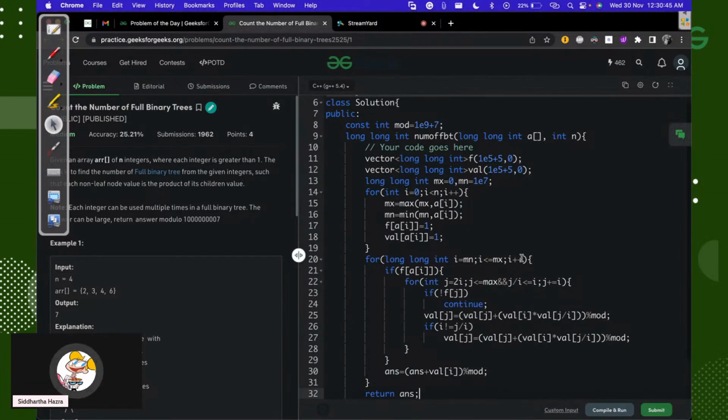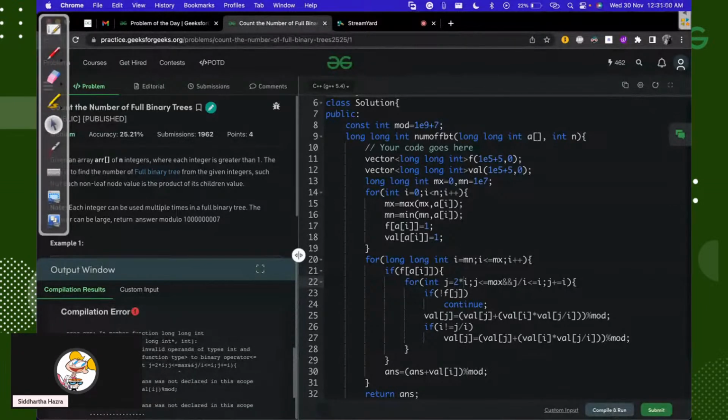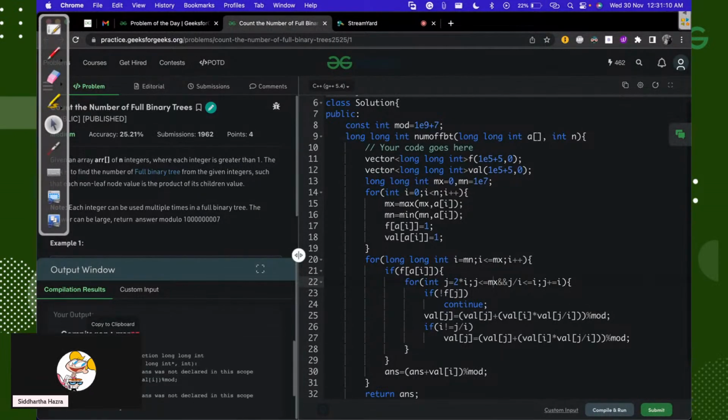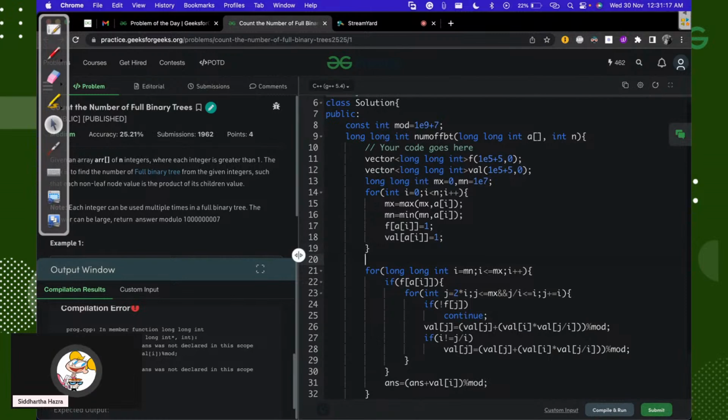So now let us just compile and see how many errors we are making. This should be 2 multiplied by i before this only. We have a compilation error, and this should be mx because we have defined mx, not max. Answer was not declared, so we need to initialize long int answer is equal to 0.